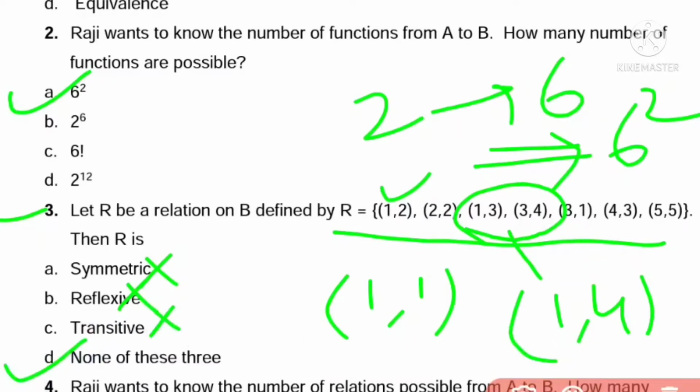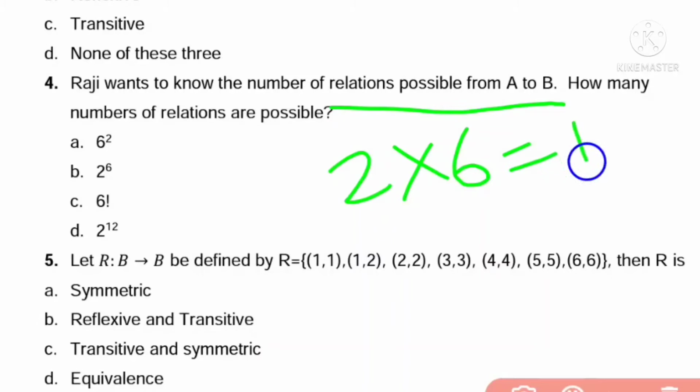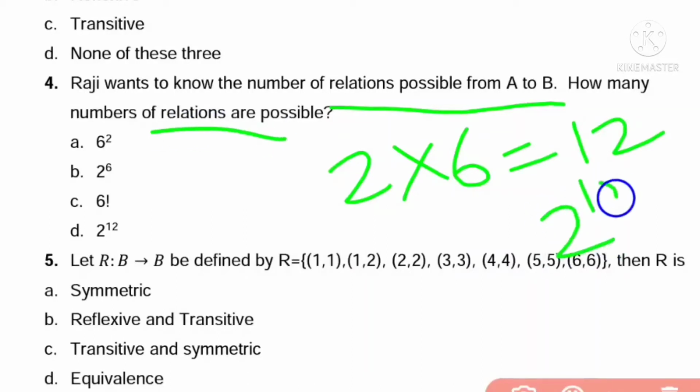Look here, Raji wants to know the number of relations from A to B. How many relations? So look here, in the first set we have 2 elements, in the second set we have 6 elements. So the total elements in the product we can say 12. So the number of relations will be here 2 power 12. Okay, so this answer is D.